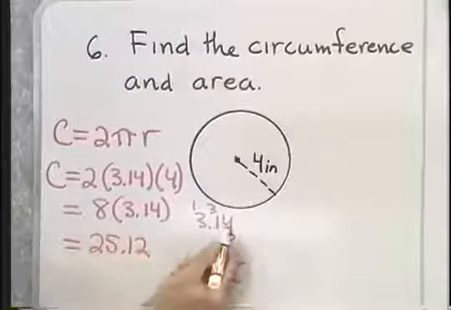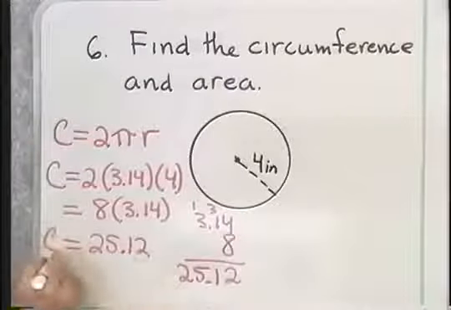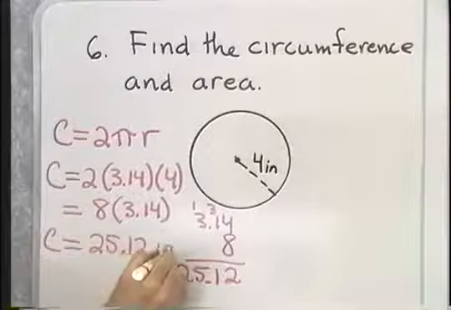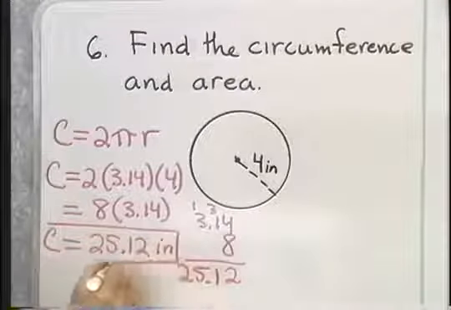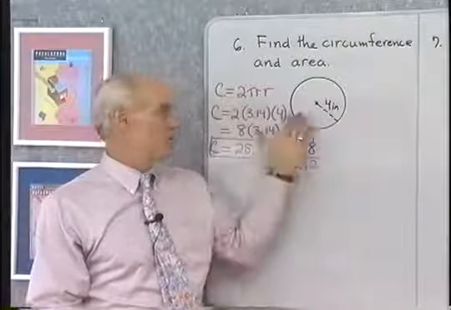25.12 because I had 2 digits to the right of the decimal point here, so I need that many in the answer. So that's the circumference, and those units are in inches. So the circumference is 25.12 inches for this circle right here.